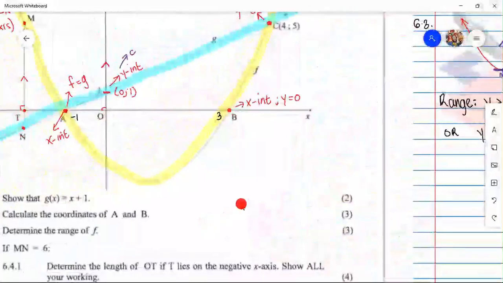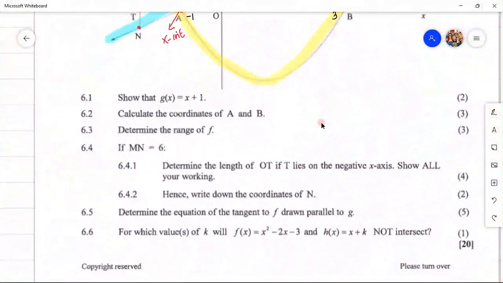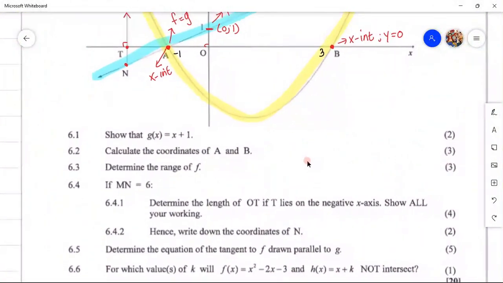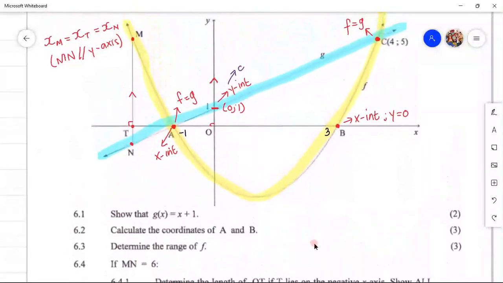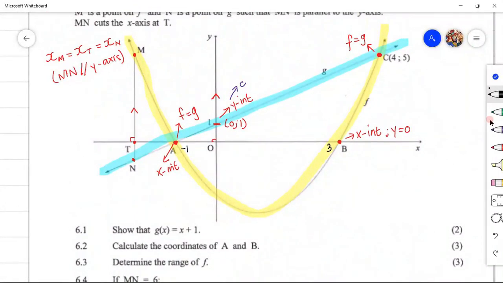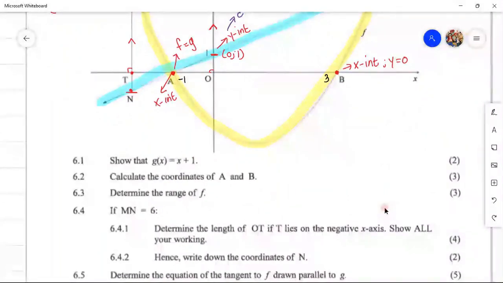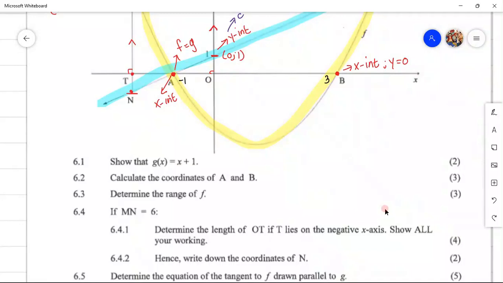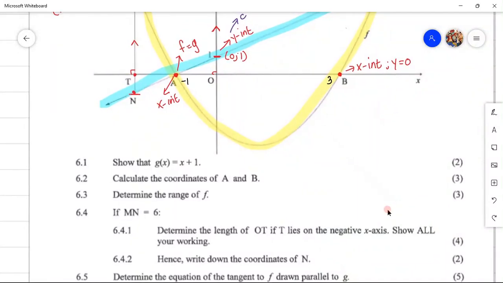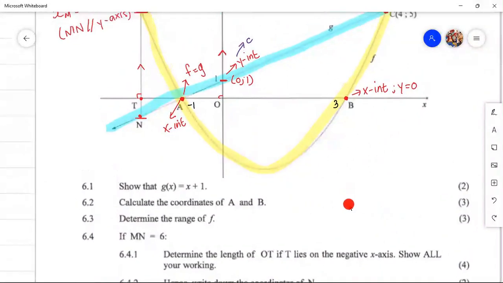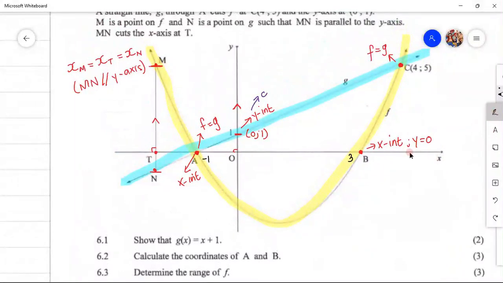Now let's move on to our next question. So our next question is question 6.4 that states mn equals 6. So that means that the distance from m all the way to n is 6 units. So question 6.4.1, determine the length of OT if t lies on the negative x-axis. Show all your working out.